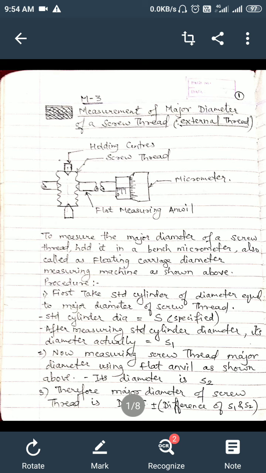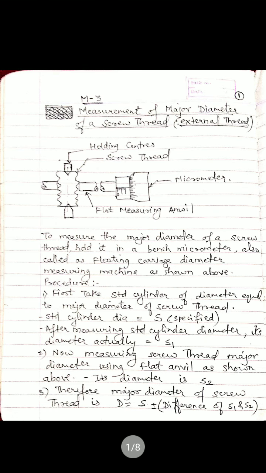Let us think first. I want to measure the diameter of a screw thread which I don't know. So the first step is take a standard cylinder of diameter. Listen all of you, take a standard cylinder of diameter equal to the major diameter of the screw thread which we are going to measure. Suppose I am measuring a major diameter of a screw thread of 10 mm. For example, I know it is 10 mm.